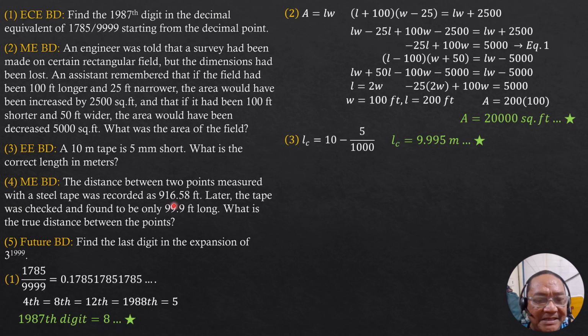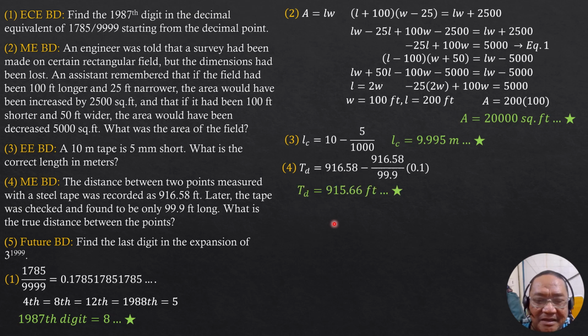Again, the number of tape lengths is 916.58 divided by 99.9, then multiplied by the error per tape length, which is 0.1. So true distance equals 916.58 minus 916.58 over 99.9 times 0.1. This is the number of tape lengths. This is the error per tape length. And that's the true distance. So you have to subtract, and the answer is 915.66 feet.